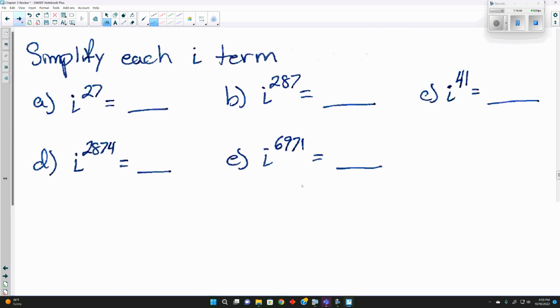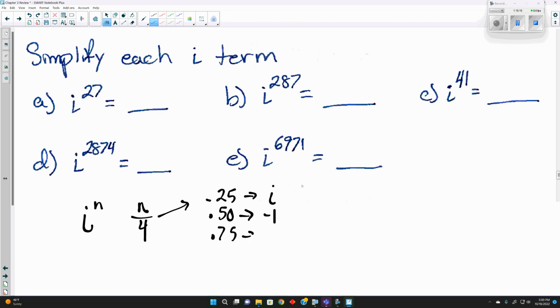All right, that brings us to the last section, simplifying each i term. Whenever we simplify powers of i, we have one of four cases. We can take i to the n, and whatever the power is, we'll divide it by 4. If we get that the decimal is 0.25, it's going to simplify to i. If the decimal is 0.50, we get -1. 0.75 is -i. And 0.00 is going to simplify to 1. And that's all we have to do for any of these here.